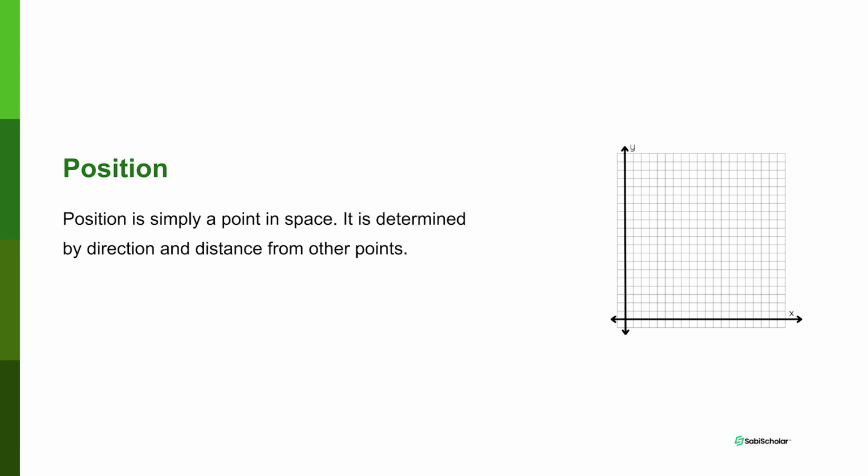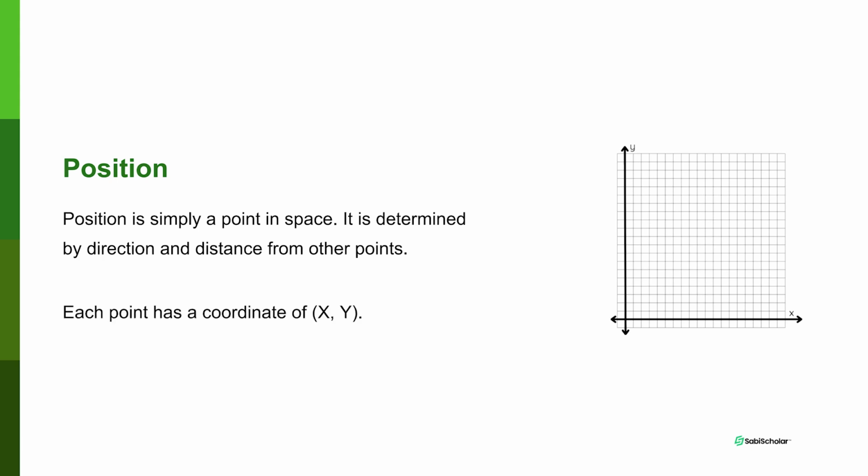Position is determined by direction and distance from other points. For example, you can describe the position of a car by saying the car is 10 meters to your right. Okay, so you are using your own position to describe the position of the car by stating the distance of the car from where you are and the direction of the car from where you are by saying that the car is 10 meters to your right.